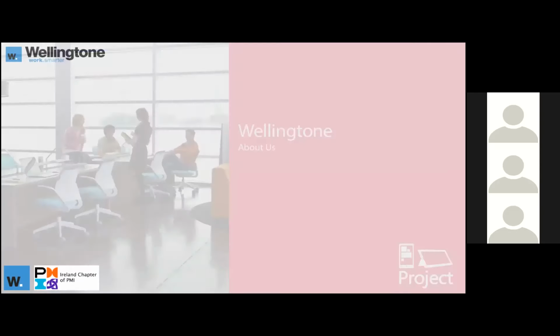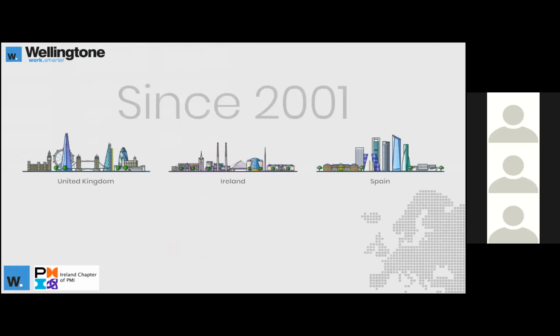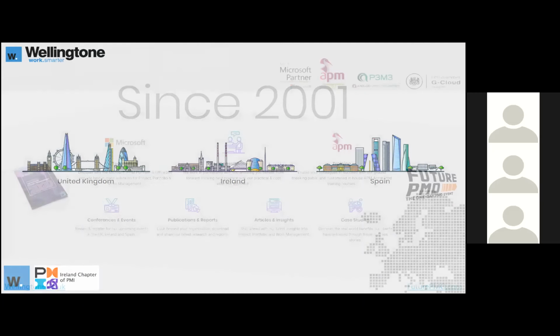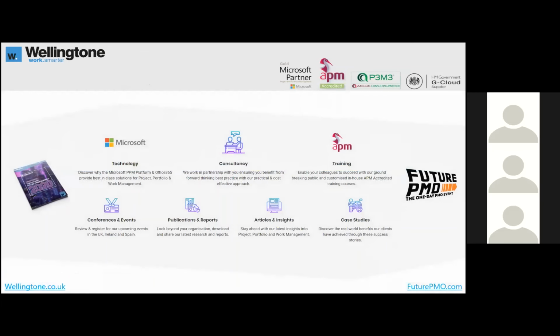So a bit about us, as a startup of 10. We started way back in 2001 as a pure project management consulting firm based in Windsor. We've now got offices in the UK, in Ireland and in Spain as well. And as a company, we offer a wide variety of services that span consultancy, training and technology with a real focus on PMO, project and work management. Over the years, we've managed to collect quite a few badges as well. In particular, we're recognized now as a specialist Microsoft Gold PPM partner and as a P3M3 accredited consulting organization.